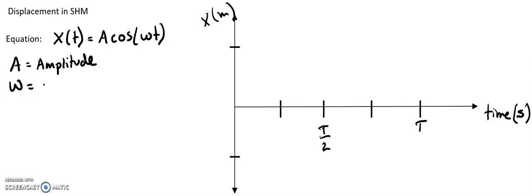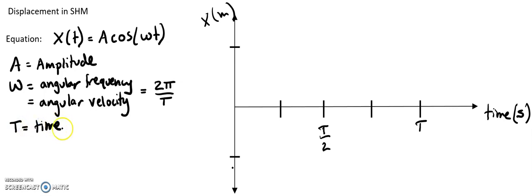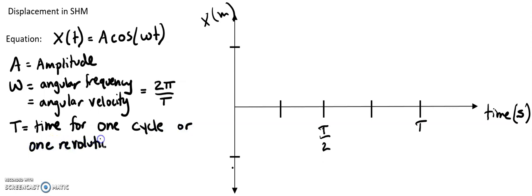Omega is called the angular frequency, or it is also called angular velocity. We'll see both of those things. And omega is equal to 2 pi over the period. And the period, again, is the time for one complete cycle, or one revolution. Great.